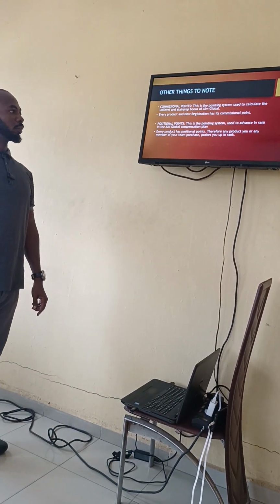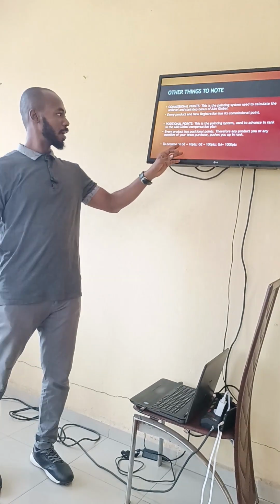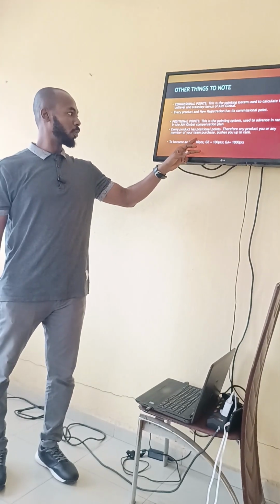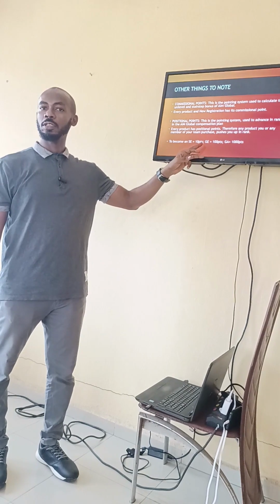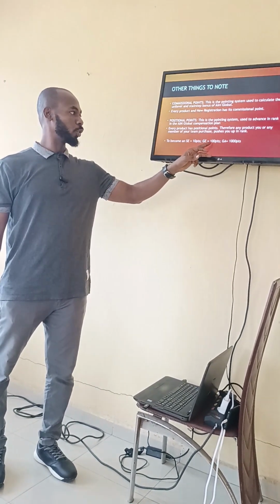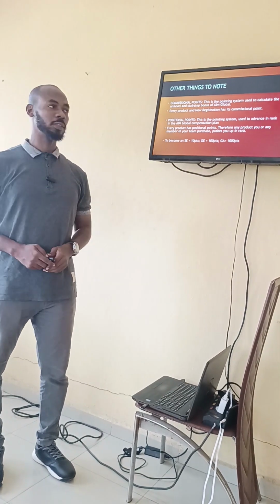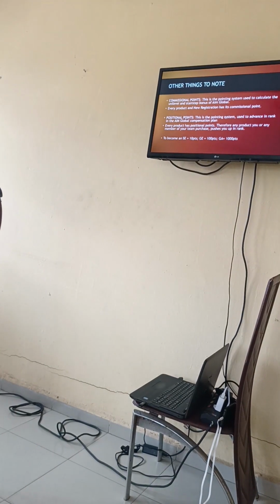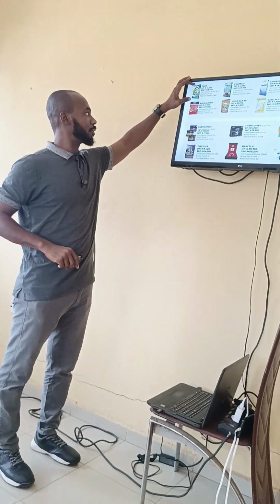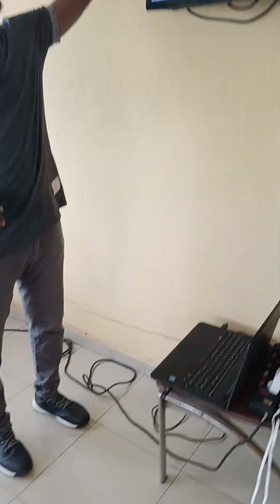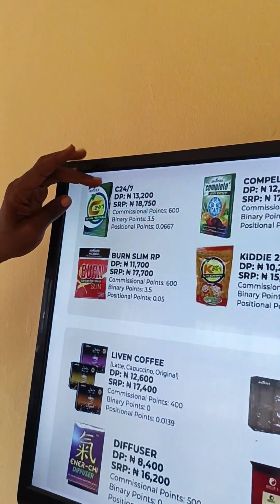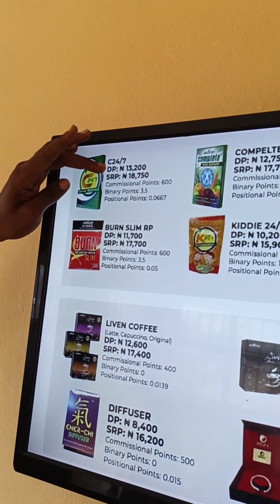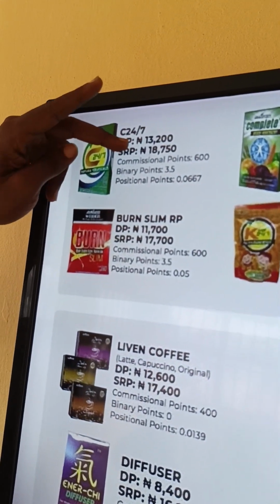Now, to become an SE, that's a silver executive, you need how many points? 10 points. To become a gold executive, you need 100 points. And then to become a global ambassador, you need 1,000 points. Look at this product, C247. If you look at what is written here, it says DP. DP means distributor price.